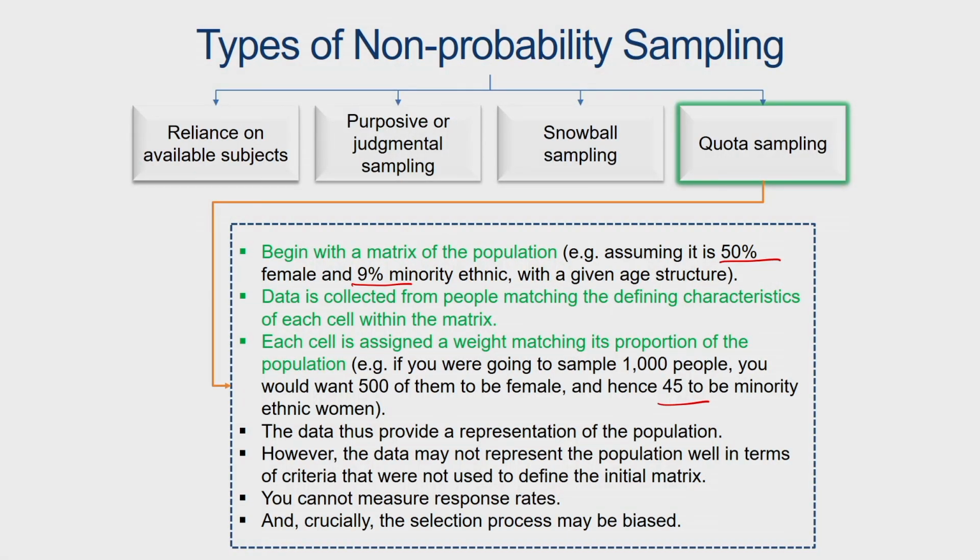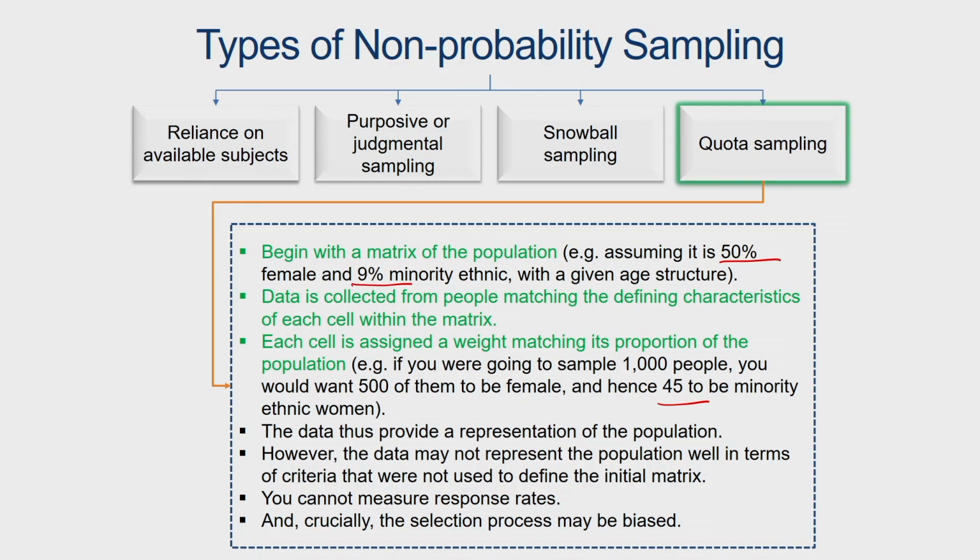So, you are trying to represent the entire population in the sample. However, the data may not represent the population well in terms of criteria that were not used to define the initial matrix. Like for example, there may be various other characteristic features, identity related characteristic features which we might not have considered in the matrix, and that might result in some kind of a bias in the study that we are carrying out.